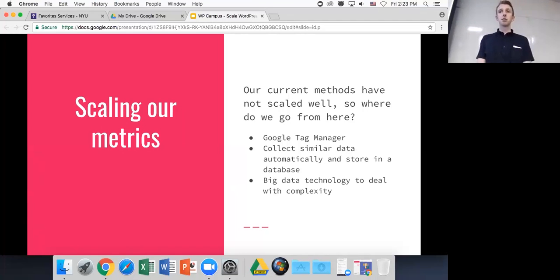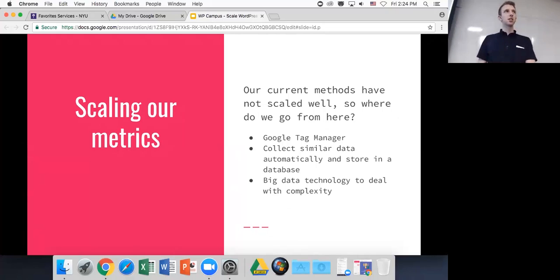We'd also like to set up a system to automatically collect data similar to what we're getting from the WP Network Stats plugin we're using, automatically store it in a database, and then we'd be able to access it with probably Tableau, which NYU has been looking at for a while, or RStudio or something along those lines.